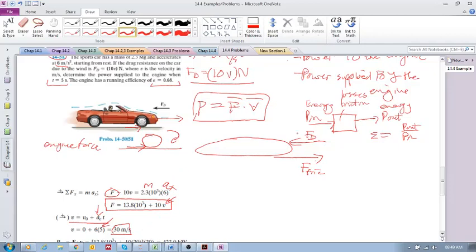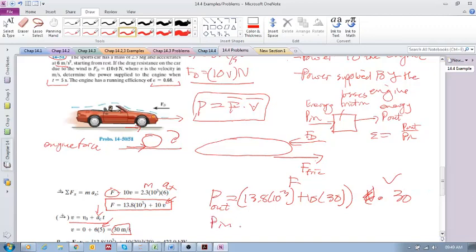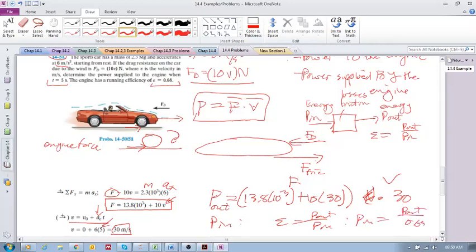Now I want to come back to this idea of P out and P in. P is the force, 13.8 times 10 to the 3 plus 10 times 30, in newtons, times 30 meters per second. That's P equals F times V. But what power is this? This is the output power, P out, the power that the engine supplies to the vehicle. But we're looking for P in. And we know that efficiency is P out over P in, so P in is P out over 0.68.